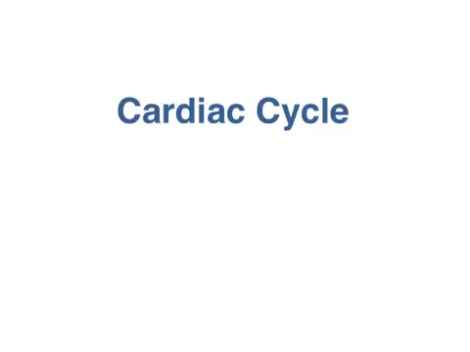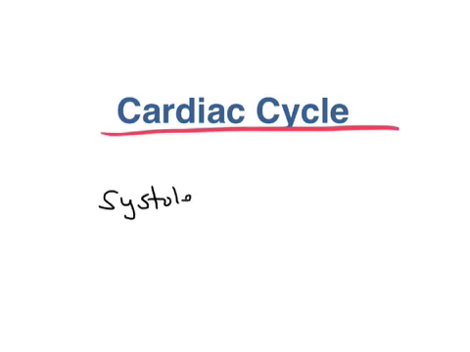In this video, we'll be talking about all the events associated with blood flow through the heart in one complete heartbeat, the cardiac cycle. Just a couple of quick definitions before we begin. First, systole. Systole is contraction of the heart muscle. So when you see systole or systolic, think contraction.